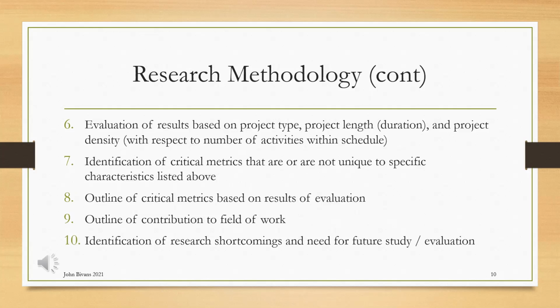An evaluation of the results was then conducted based on project type, project duration, and project density with respect to the number of activities within the schedule. Identification of critical metrics was then produced that are or are not unique to the specific characteristics listed above. An outline of the critical metrics based on the results of the evaluation was then published, and an outline of the contribution to the field of work was discussed. Finally, identification of research shortcomings and the need for future studies and evaluations is discussed.